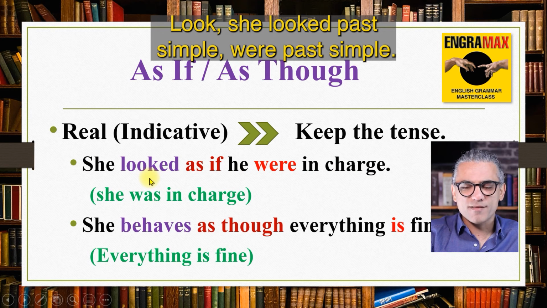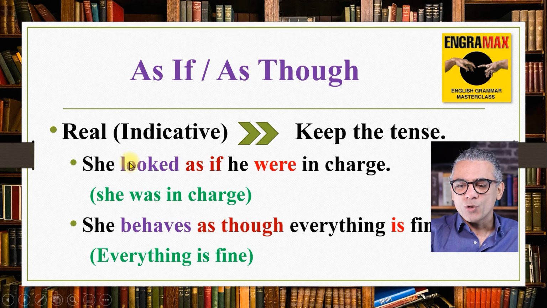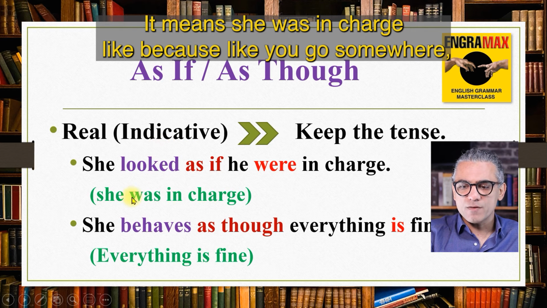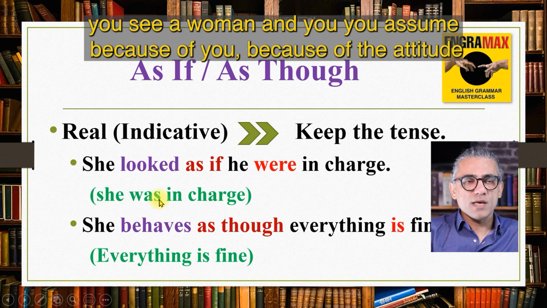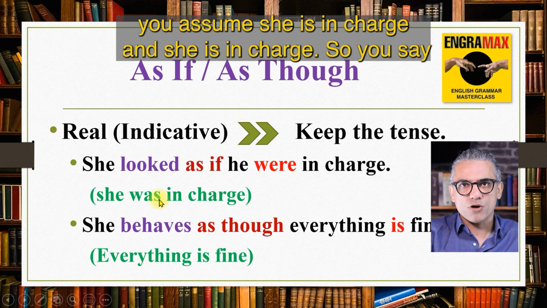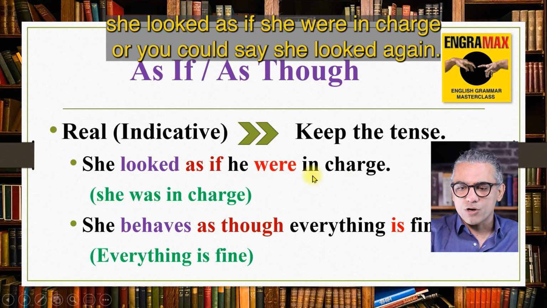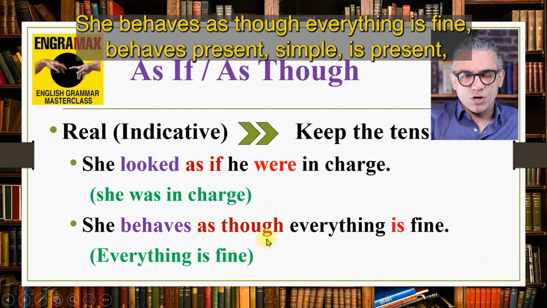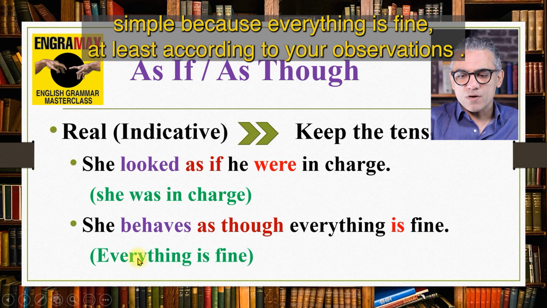Look, she looked, past simple, were, past simple. When these two verbs are in the same form, it means that's an indicative mood. It means she was in charge. Because you go somewhere, you see a woman, and you assume because of the attitude and everything and the appearance, you assume she is in charge, and she is in charge. So you say she looked as if she were in charge, or you could say this could be in present. She behaves as though everything is fine. Behaves present simple, is present simple, because everything is fine, at least according to your observations.